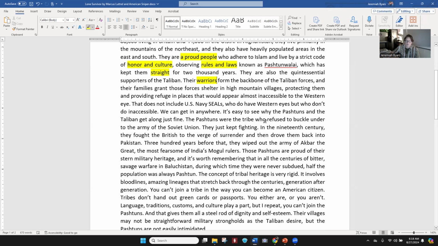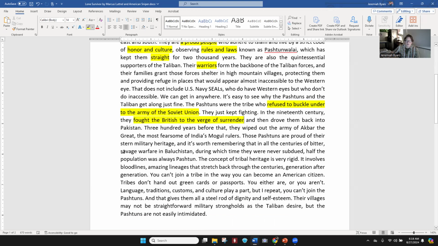The Pashtuns were the tribe who refused to buckle under the army of the Soviet Union. They just kept fighting. In the 19th century, they fought the British to the verge of surrender and then drove them back into Pakistan. 300 years before that, they wiped out the army of Akbar the Great, the most fierce of India's Mughal rulers. Those Pashtuns are proud of their stern military heritage. And it's worth remembering that in all the centuries of bitter savage warfare in Balochistan, I don't know if I said that right, sorry, during which time they were never subdued, half the population was always Pashtun.